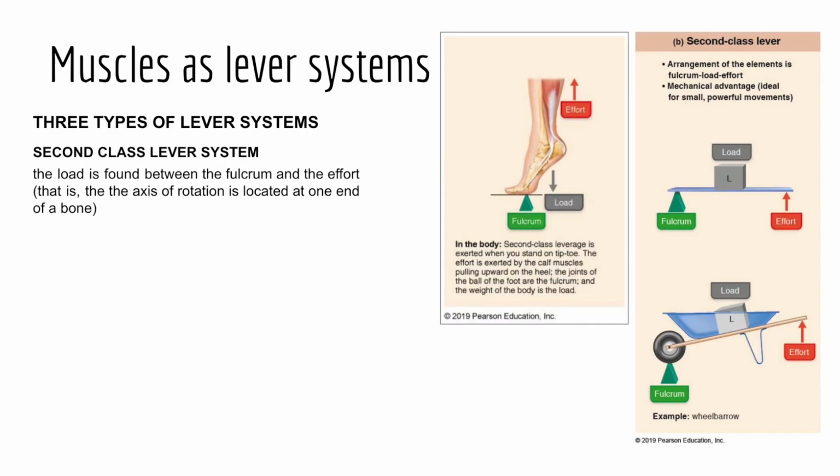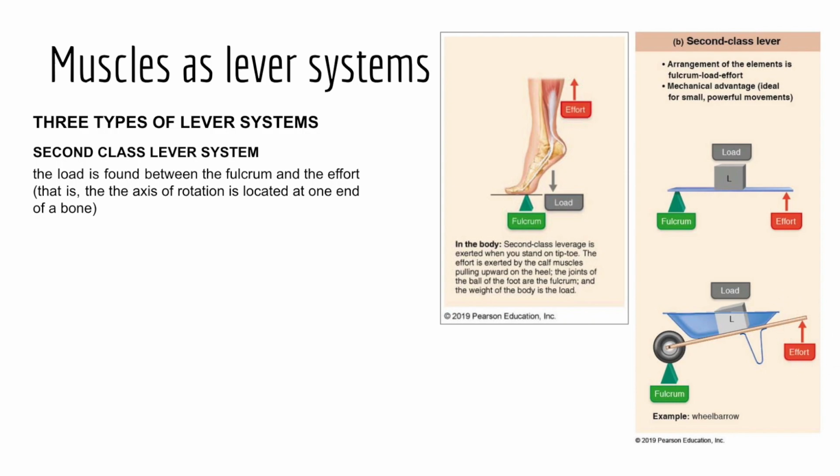We also have a second class lever system. And in this system, the load is going to be found between the fulcrum and the effort. Our textbook provides this very generic example with this wheelbarrow-like situation where we see the load is located between the fulcrum and the effort here.